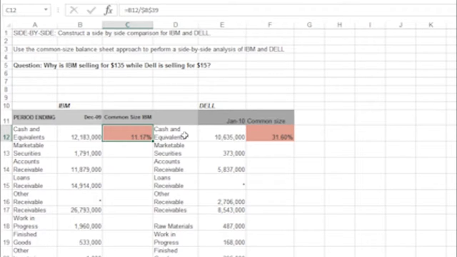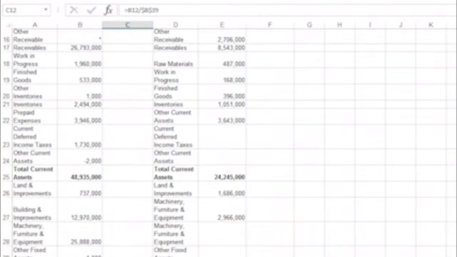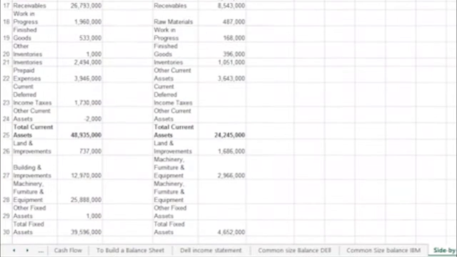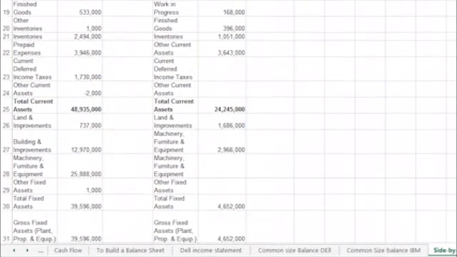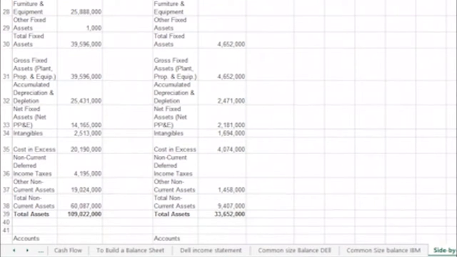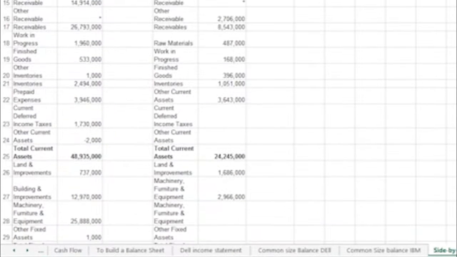So I've already got the first row set up for you here. For IBM, we're dividing everything in cell B12 here by B39, which is, as you will notice, total assets. Okay, right down there, total assets. And then we're going to do the exact same thing for Dell. Now, as much as possible, I tried to match up where the assets are in terms of their different lines for both Dell and IBM.